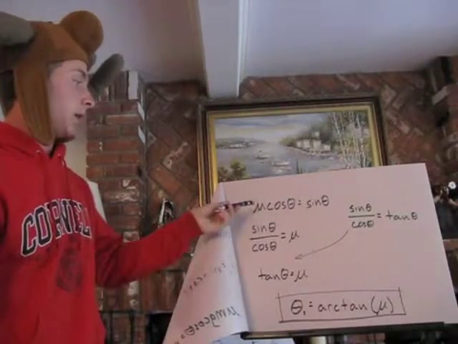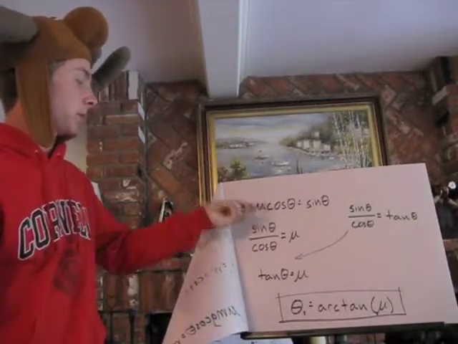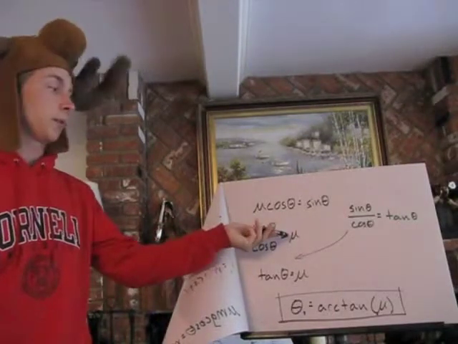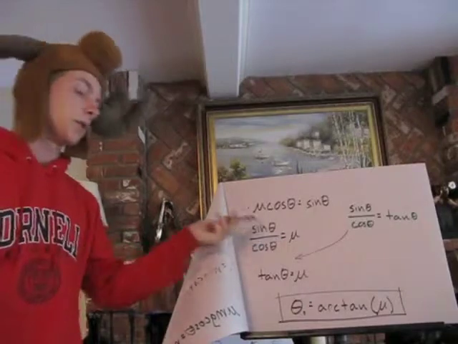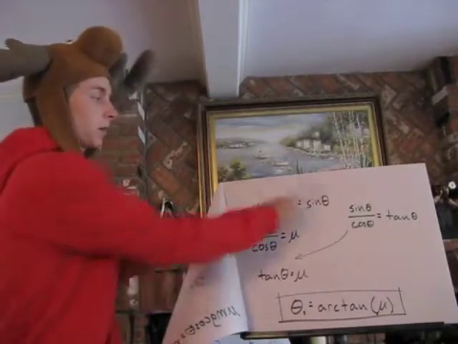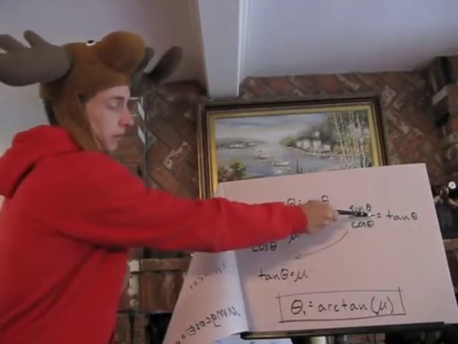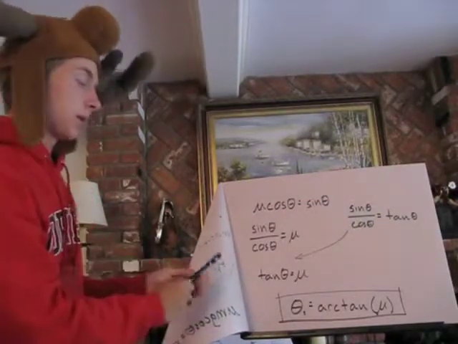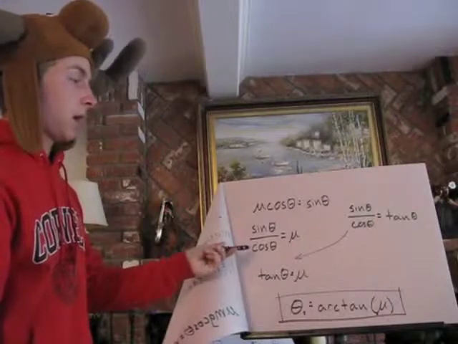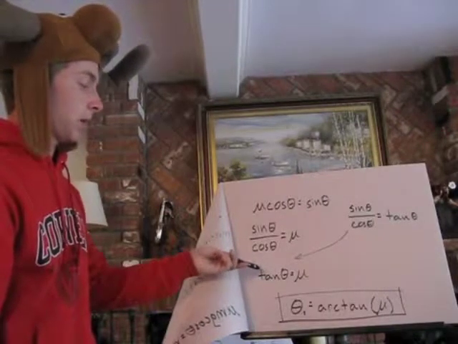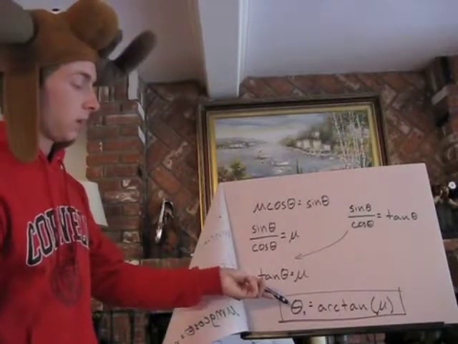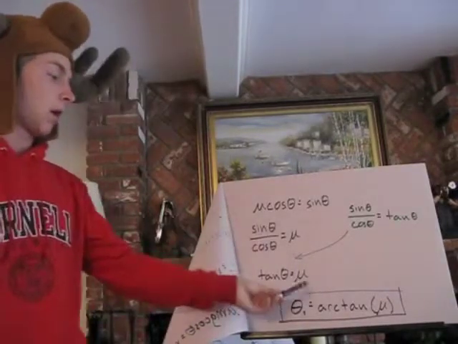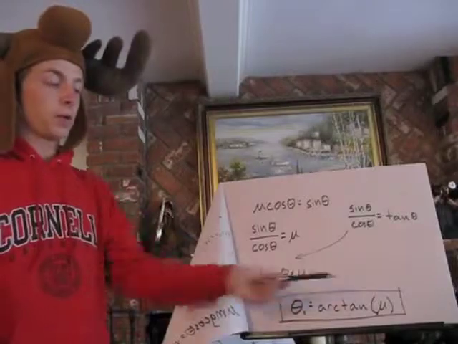Now, we can simplify this by dividing both sides by cosine. We come out with sine over cosine of theta is equal to the coefficient of friction. Well, if you remember your trigonometric identities, sine theta over cosine theta is equal to tangent theta. We plug that all back in, and we get tangent theta is equal to the coefficient of friction. And to solve for that, we just use the inverse of tangent, and we find that the angle at which the box slips is equal to the arctangent of the coefficient of friction.